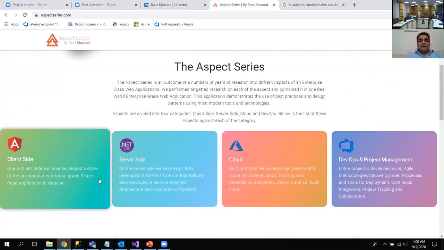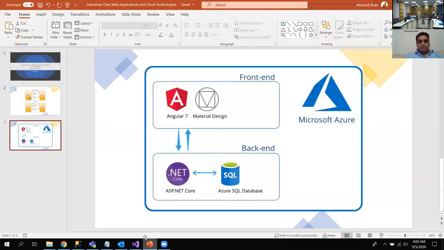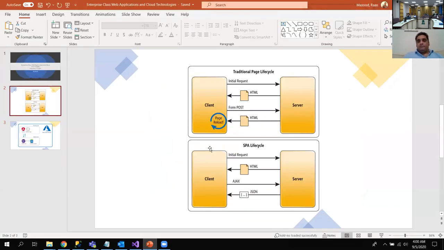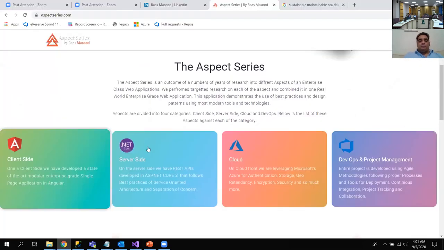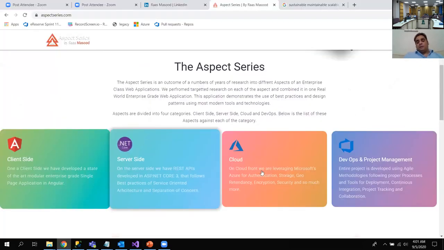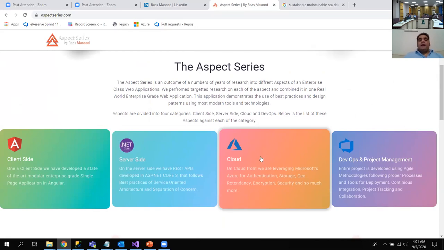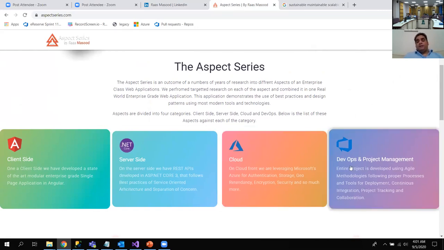There's a client side, like I showed you here or here. And then there is a server side. Both of these things are on cloud, so there's a cloud aspect of it. And then there is a maintainability aspect of it, which is named DevOps.